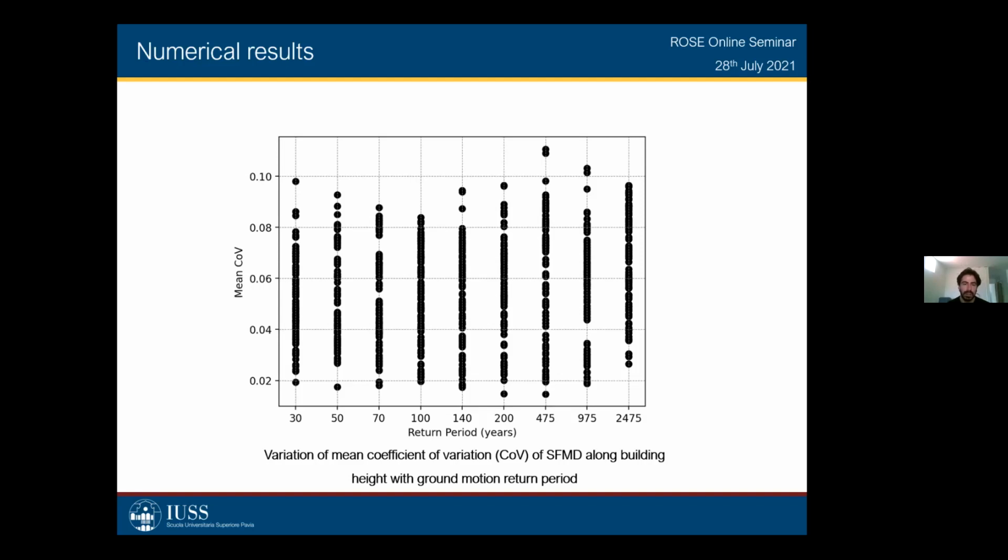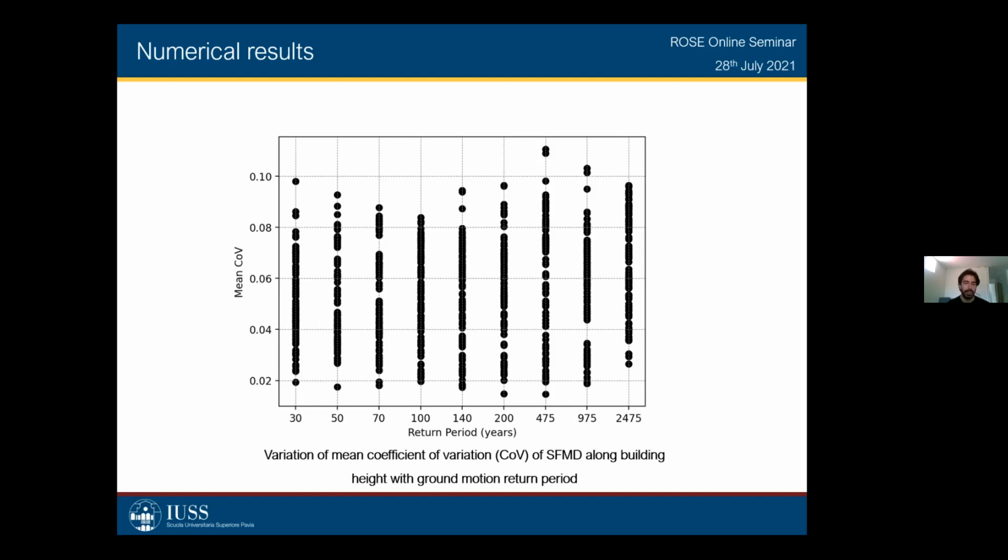Each dot of the plot, at each vertical line, represents one building. Each vertical stripe of lines has 100 dots because, as you remember, we have 100 buildings in the building portfolio. Each of these structures, as I mentioned before, was analyzed for each return period using 20 records. For each record, we have one strong fluid motion duration per story of the building.